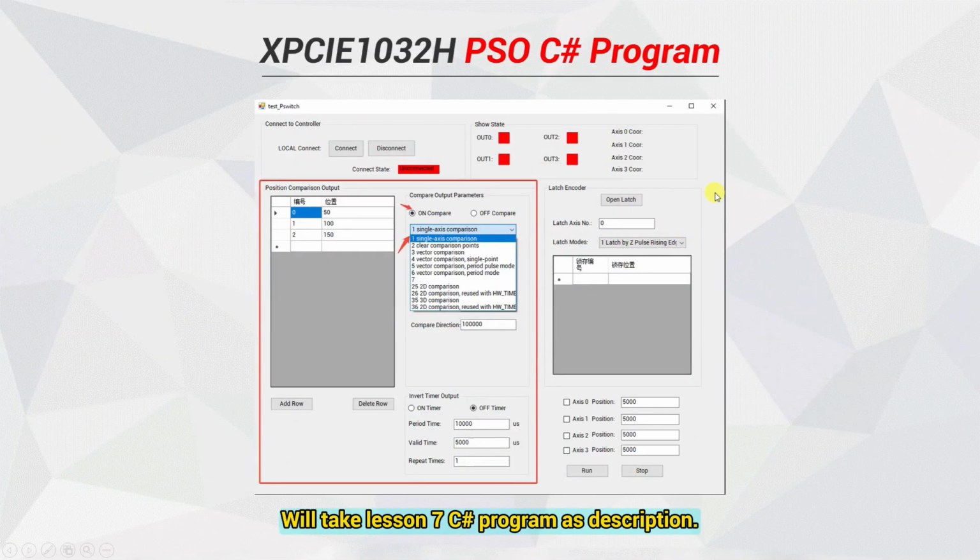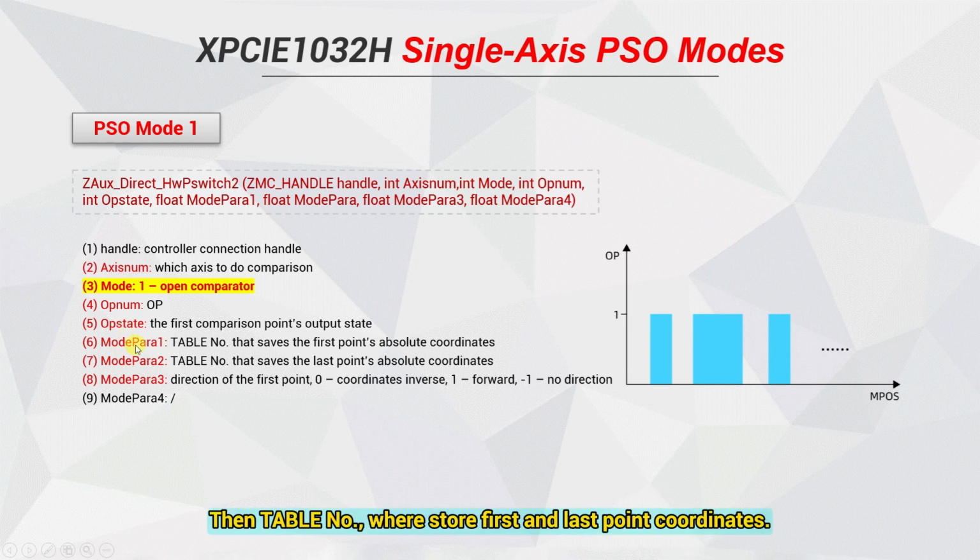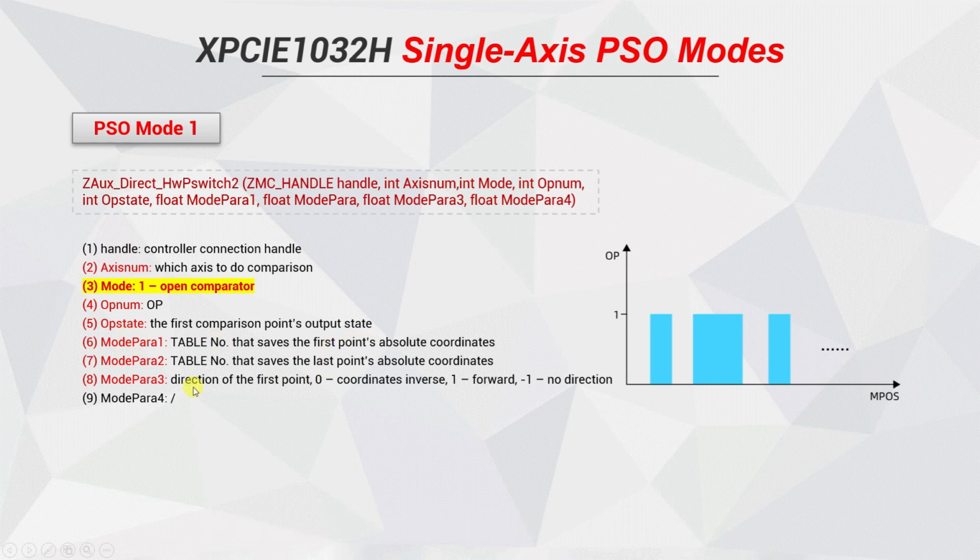We'll take the lesson 7 C# program as the description. Here, open comparison. Then, select the needed comparison modes. From 1 to 7 are today's contents. To begin with, mode 1. Please enter these parameters: the output port, the output state of the first comparison point, then the table number, where the first and last point coordinates are stored. At last, the direction: compare forward or inversely.